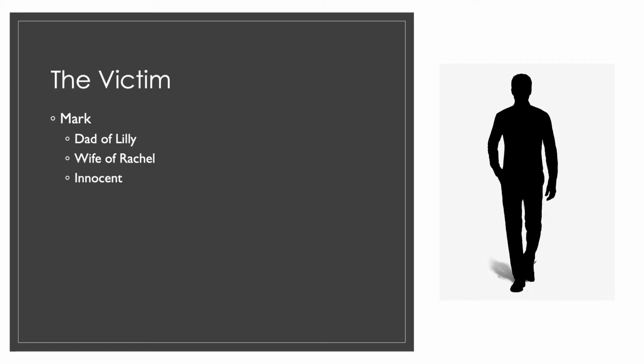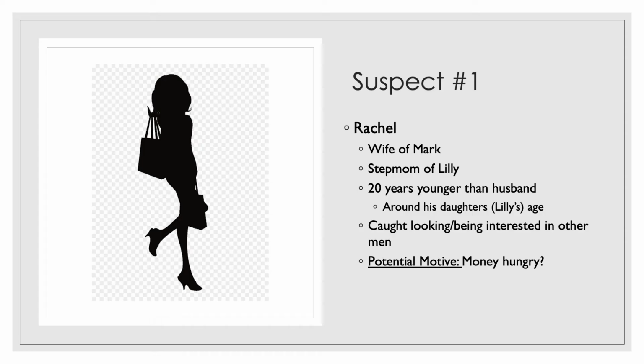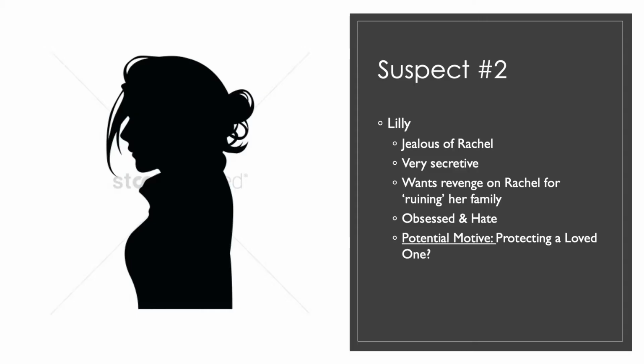Mark is the dad of Lily, husband of Rachel, and is presumed to be innocent. Suspect number 1, Rachel, as mentioned, is the wife of Mark, which makes her the stepmom of Lily. She is caught looking at and being interested in other men, especially the pool boy, Ryan. This, in addition to her being money hungry, could be her potential motive.